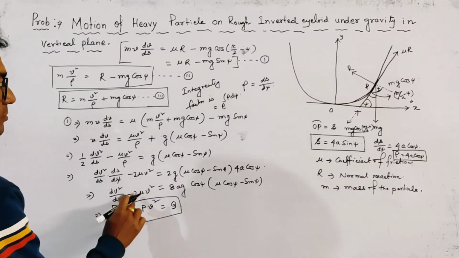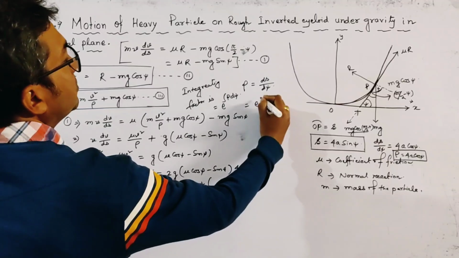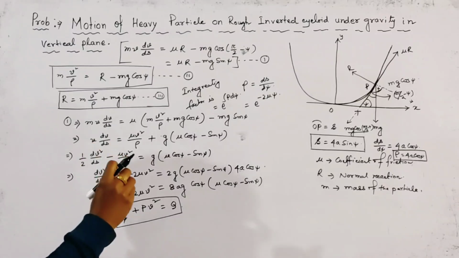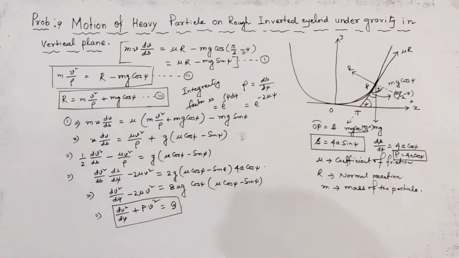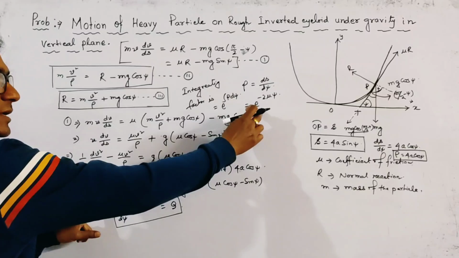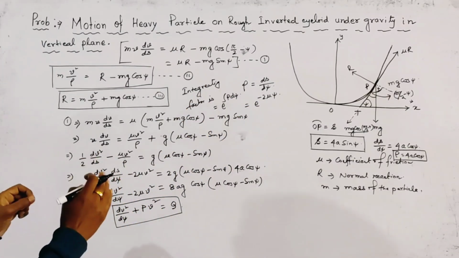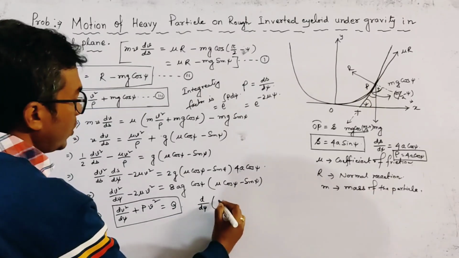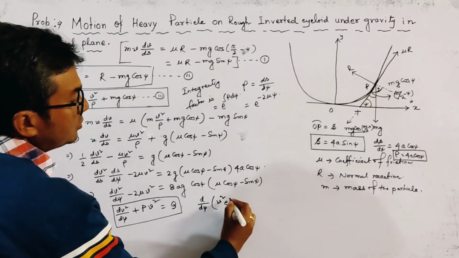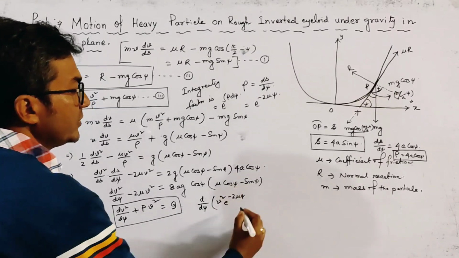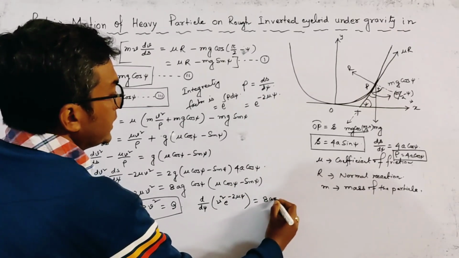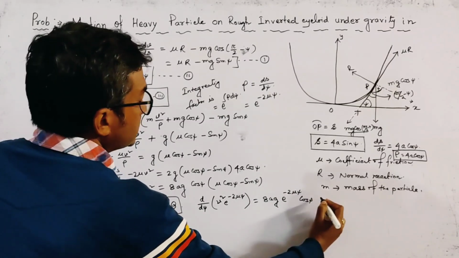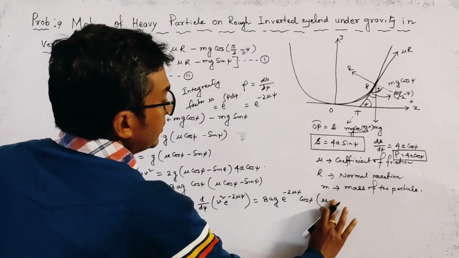Okay, here p is minus 2 mu, so we get e to the power minus 2 mu psi, because minus 2 mu is constant. Okay, so by multiplying by the integrating factor and integrating, we get the result as the left side is d/d psi of v square into e to the power minus 2 mu psi, and the right side is 8ag e to the power minus 2 mu psi into cos psi into (mu cos psi minus sin psi).